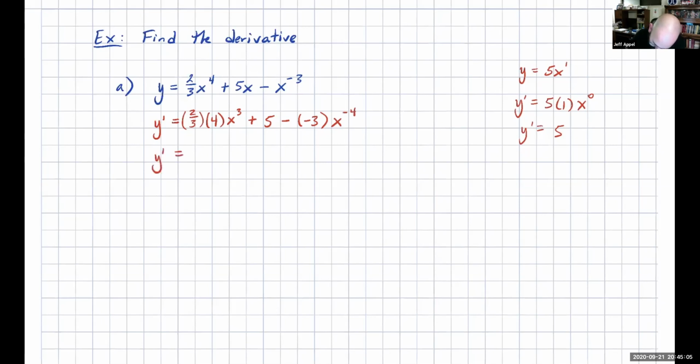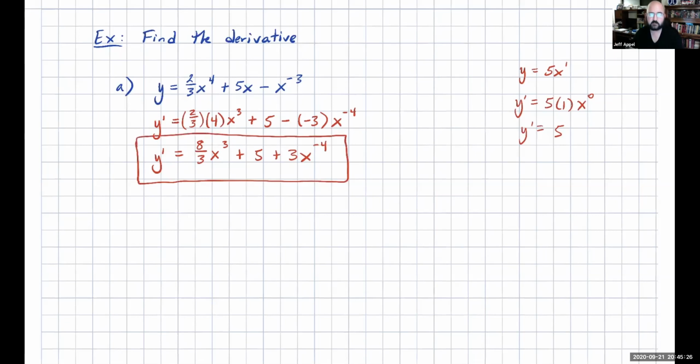So we get y prime equals, let's just clean all this up, 2/3 times 4 is 8/3. So 8/3 x cubed plus 5, and then minus the negative is going to give us a plus 3x to the -4th. And you can leave it right there, or if on that last term you want to write it as 3 over x to the 4th power because you want to get rid of the negative, that's fine too. Okay, so there's one. Next one.